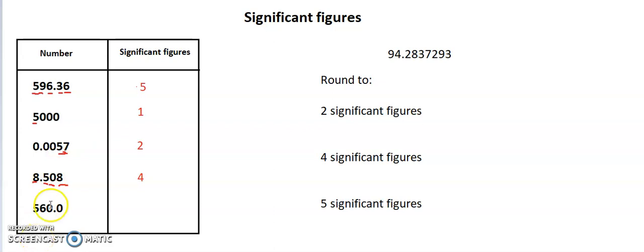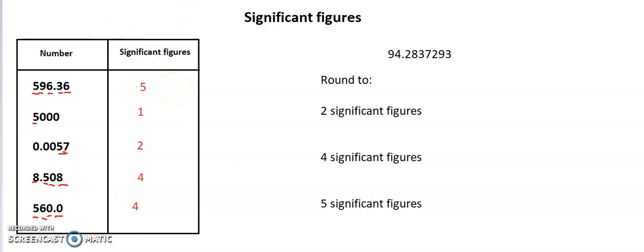And we've got 5.600. Now we can include this 0 as a significant figure, and we've got 4. That's because it went over the decimal point. So that means these are our significant figures.